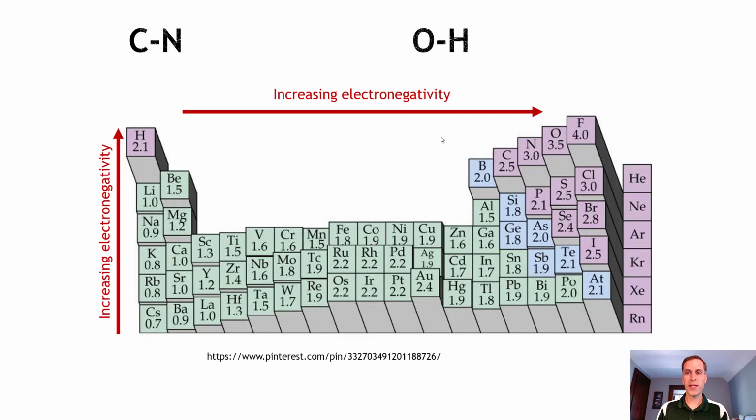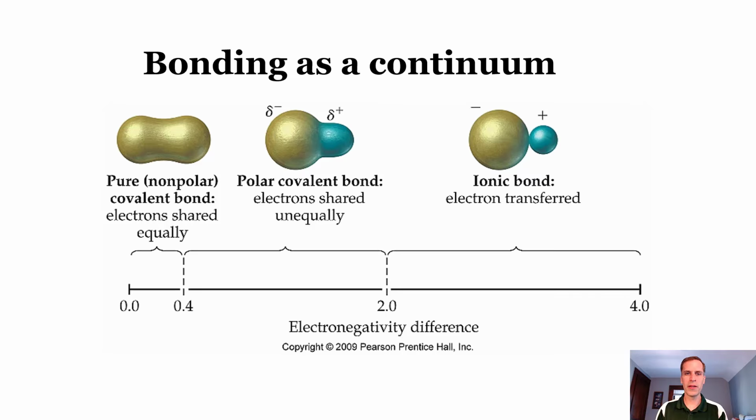Okay, so hopefully you had a chance to answer those. This should hopefully not have been too hard. Really, you're just looking for the difference between these two. So the difference between carbon and nitrogen, we subtract those. We get 0.5 as opposed to a difference of 1.4 between that oxygen and the hydrogen. And so in this case, you would use that to infer which of those two is going to be more polar or more unequally shared. And when we think about bonding, this is an important idea, that bonding is really a continuum.